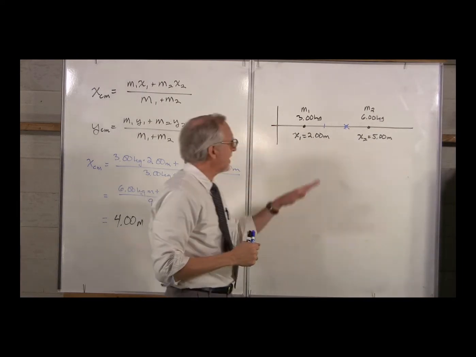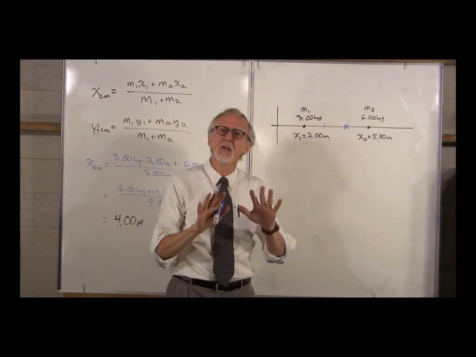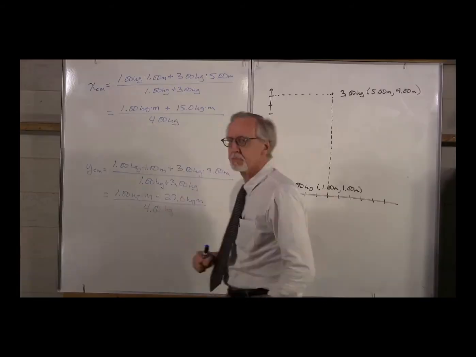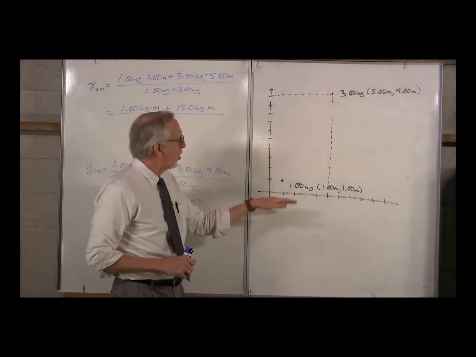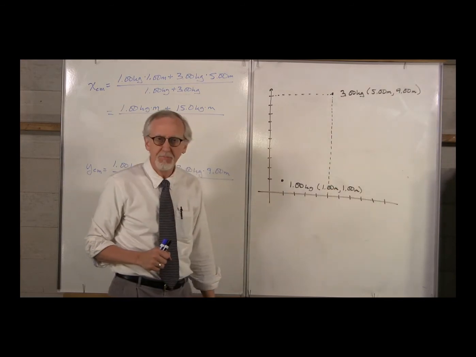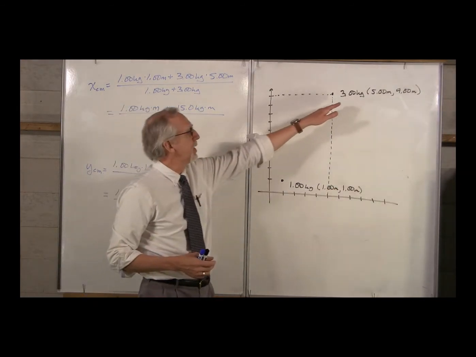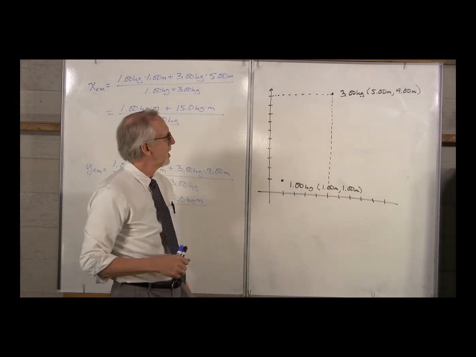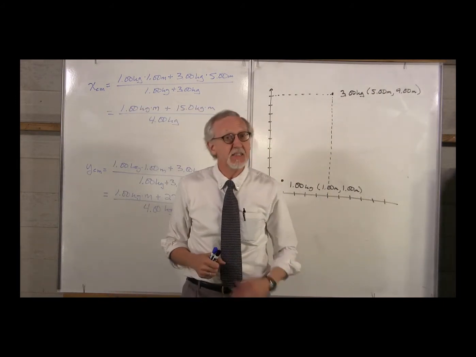Very, very interesting. Let's stick in just some general positions with masses, and we'll do some y values as well. Let's imagine that M1, 1 kilogram, is at the point 1 meter, 1 meter, and M2, 3 kilograms, is at the point 5 meters, 9 meters. Let's figure out what the center of mass is in this case.